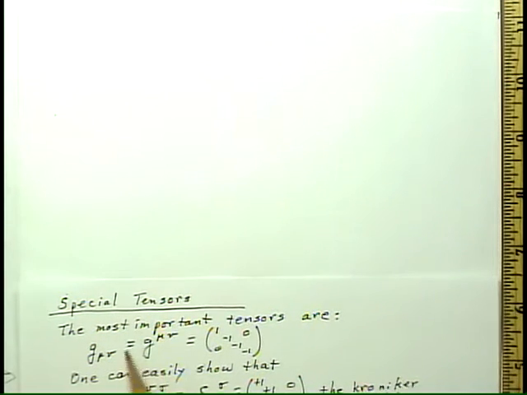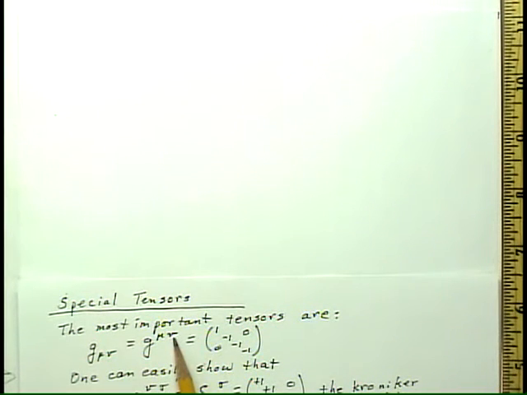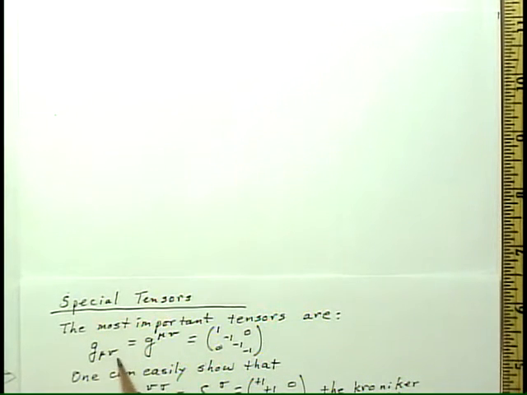Obviously, if I lower 2 of the 0 components, I don't change the sign. And if I lower 2 that are 1s, 2s, or 3s, I must change the sign twice, one for each index, consequently leaving it unchanged. It therefore follows that g mu nu with lower indices and g mu nu with upper indices is the same tensor.